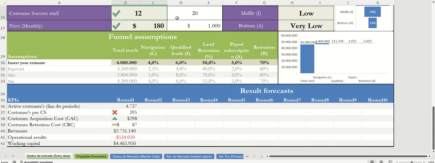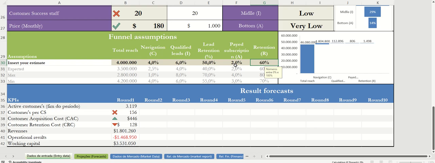So you can try, for instance, to increase the customer staff to be more realistic, and even though we still have a huge number here, what will probably be the effect of that? I need to reduce the conversion rate on paid subscriptions, because I don't have enough employees to support my customers or leads, so my conversion rate will be reduced. So maybe I need to put like 2%. And another probable effect is the reduction of the retention rate. Let's put like 65%.